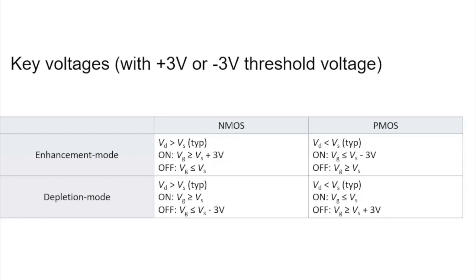In case of depletion mode pMOS transistors, the initial condition is same as that of enhancement mode transistors, that is, drain voltage should be less than Vs. To turn on these transistors, we have to apply a gate voltage less than or equal to Vs, and to turn off this depletion mode pMOS transistor, we have to apply a gate voltage greater than or equal to Vs plus 3 volt.